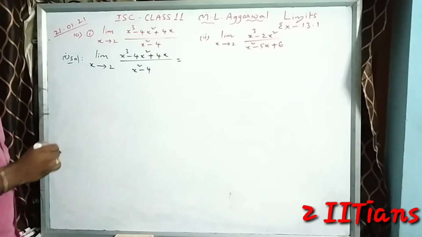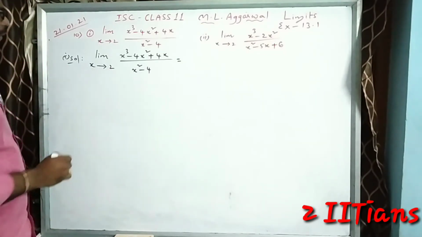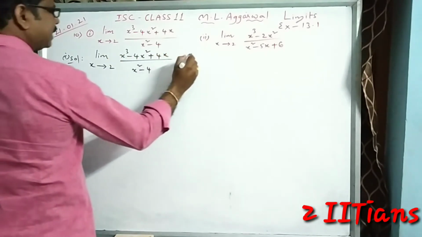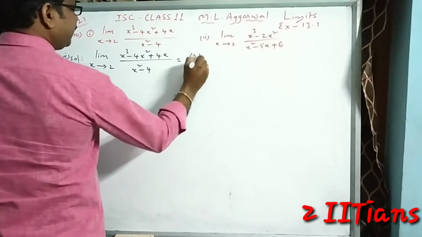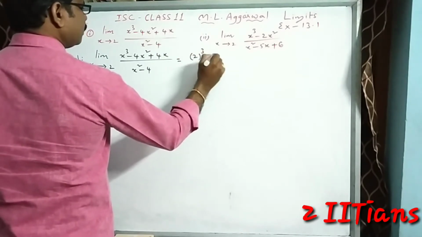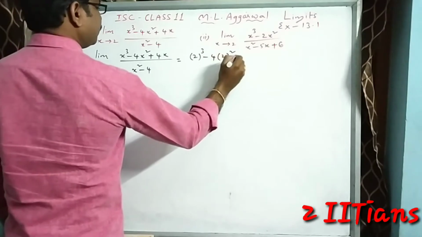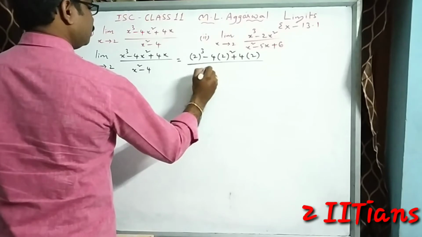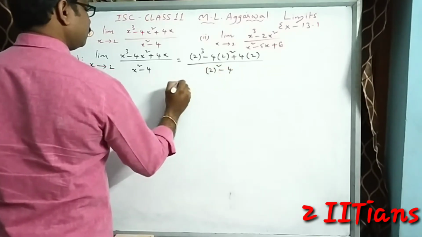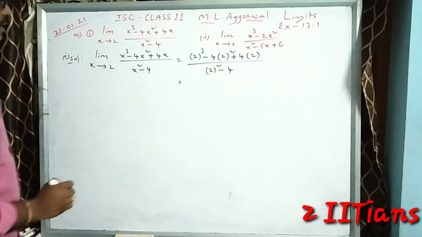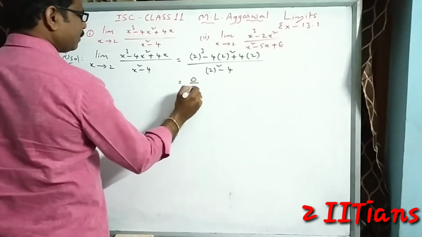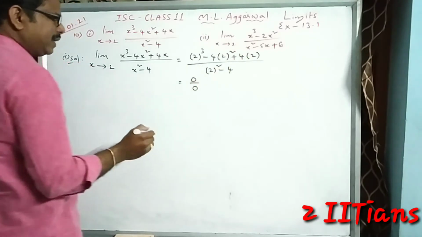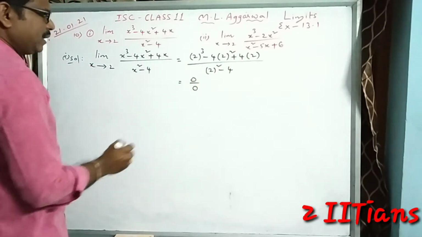Now first what should you do? We have to substitute the limit, right? In the place of x, substitute 2. That means 2 cube, 4 into 2 square, 4 into 2 upon 2 square minus 4. So surely you will get 0 by 0, right? Once see 8 minus 16 plus 8. So 16 minus 16, 0 by 0, right?